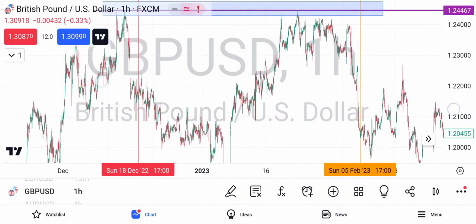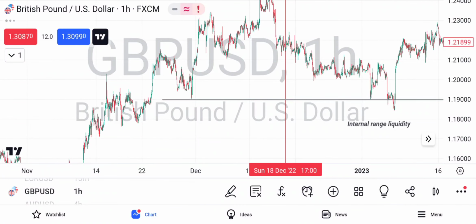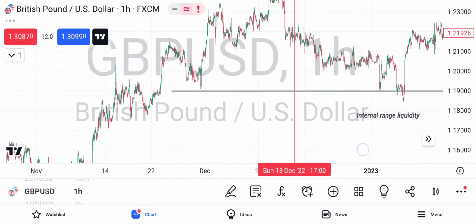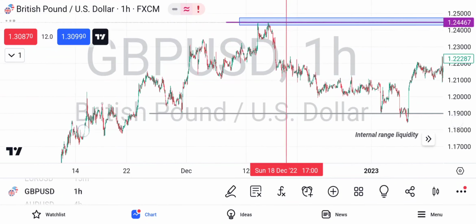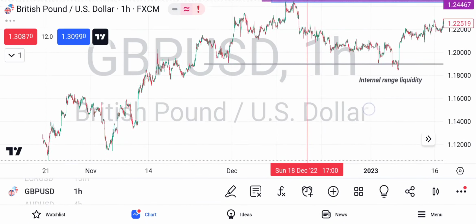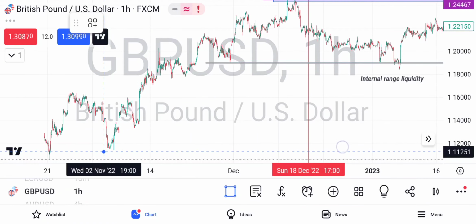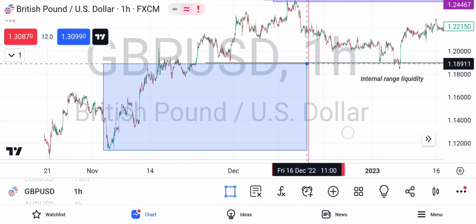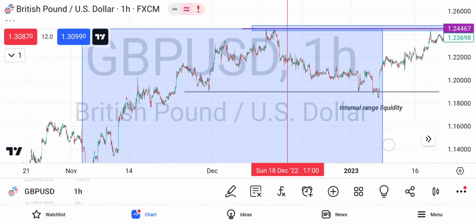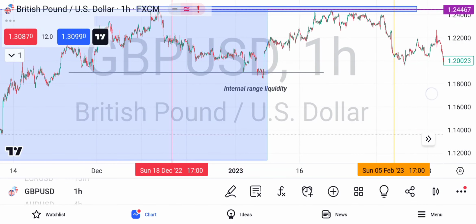Yeah, and this is that drawing from before when I showed you my internal range liquidity on the daily time frame. So yeah, I think from the daily time frame, it was from this region here. Let me use a triangle also to highlight that, please. From this region here to there. Yeah, I think that was basically it.